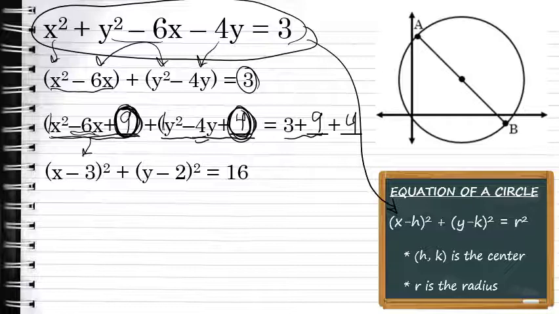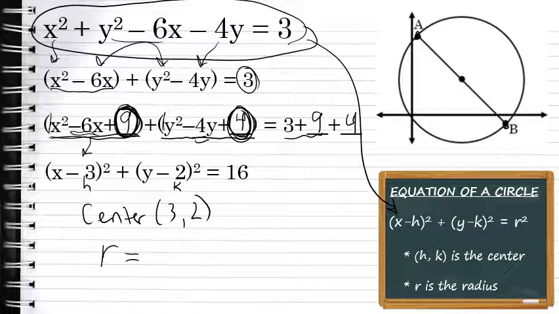and at this point, we've rewritten the original equation in the form of (x minus h) squared plus (y minus k) squared equals r squared. We can see that the center of this circle would be (3, 2). The value of h and the value of k, once rewritten, is 3 and 2. That's not important to answer the question given, which was, what is the shortest distance from A to B? We'll use the radius to answer that question.